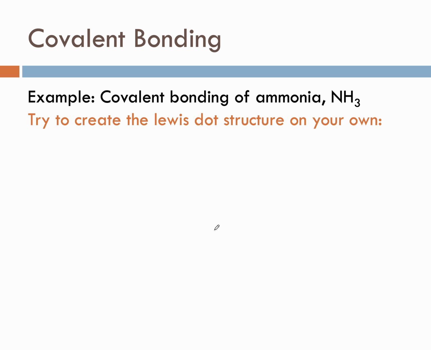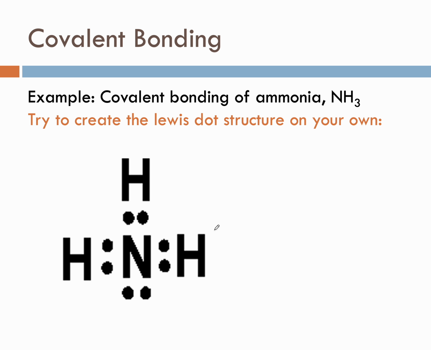So now I'd like you to pause for a minute and try and draw the covalent bonding of ammonia. So ammonia is 1 nitrogen, 3 hydrogens. Try and draw it on your own. All right, you can unpause me now. Hopefully you've all tried to draw it. Let's give it a shot.